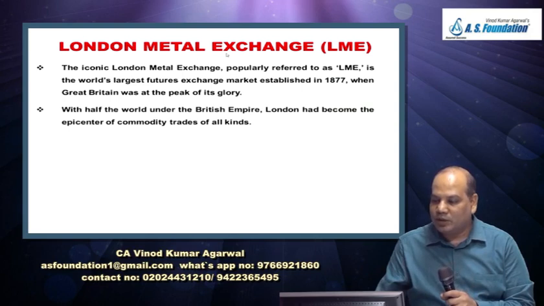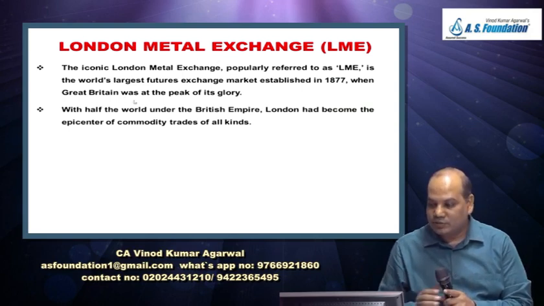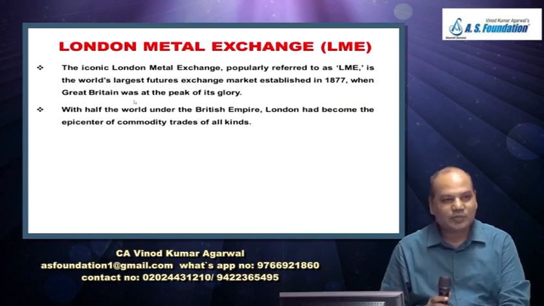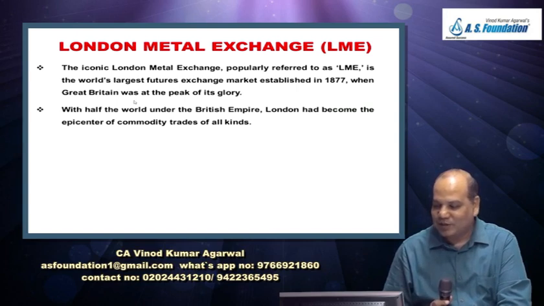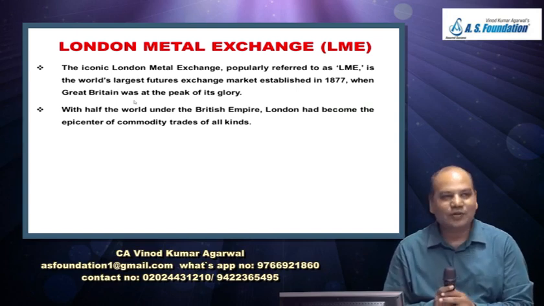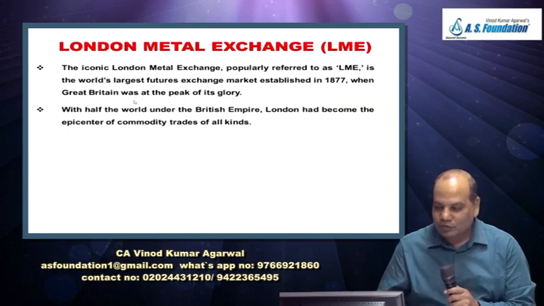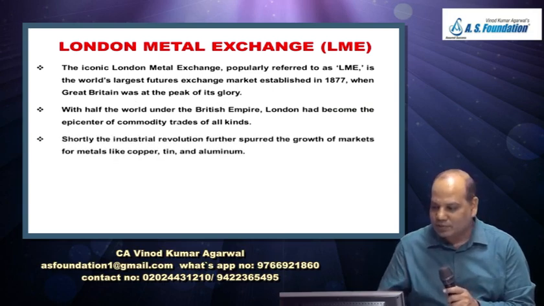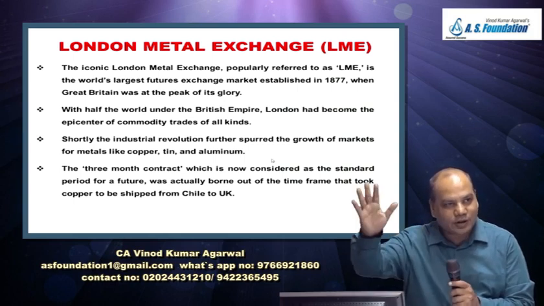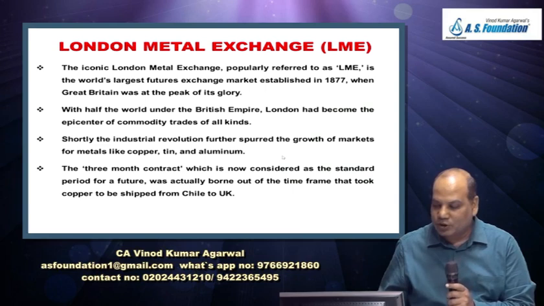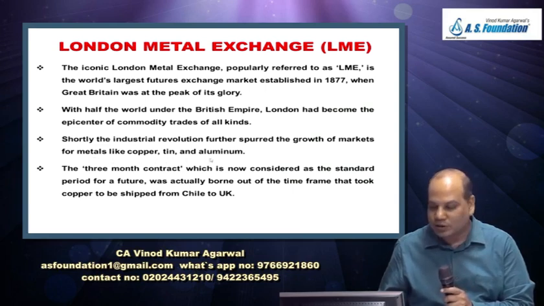Are they explaining London Metal Exchange or are they praising Great Britain? With half the world under the British Empire, London had become the epicenter of commodity trades of all kinds. So this is very simple. And shortly, the Industrial Revolution further spurred the growth of markets for metals like copper, tin and aluminium. The growth in the derivative market for commodities actually started after the Industrial Revolution, because then people required a lot of metals like copper, tin, aluminium.